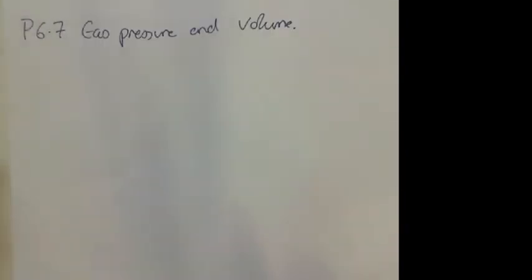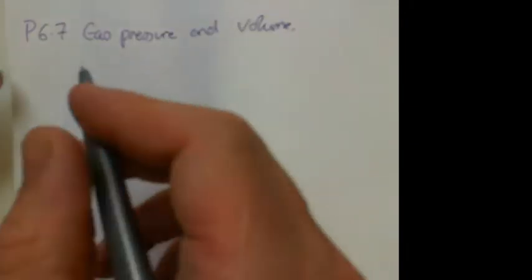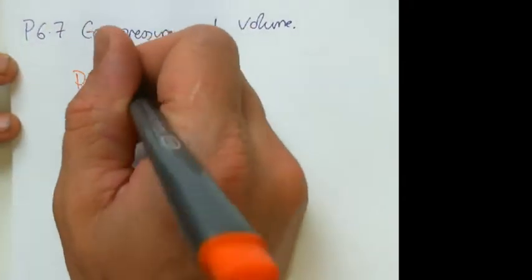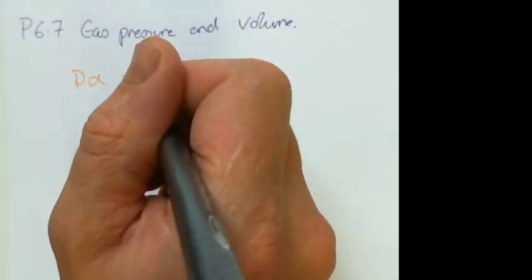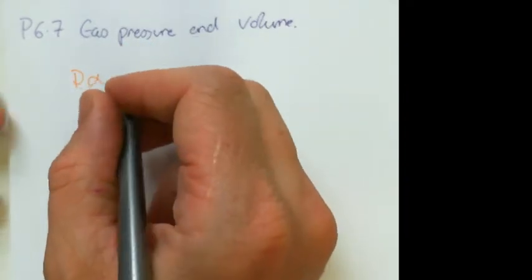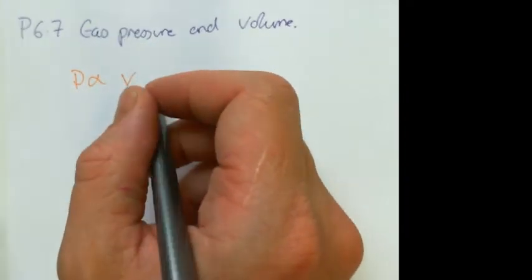Okay, so far we've talked about some of the gas laws. I haven't referred to them as the gas laws, but that's what they are. And what it is saying is that pressure is proportional to volume, provided it's at constant temperature. And the way that we do that is we then put a K next to it.